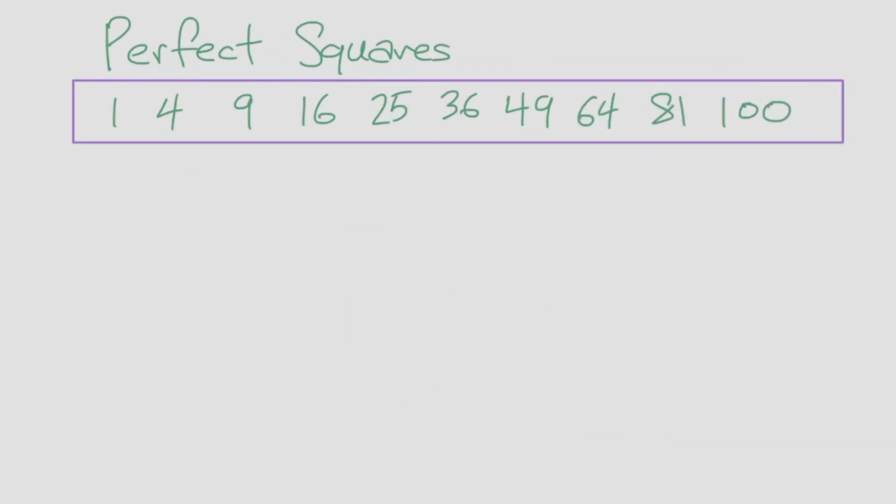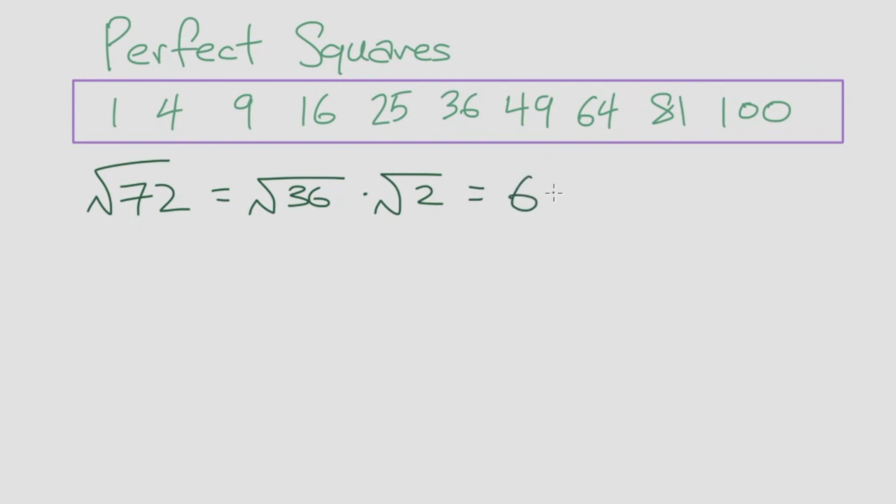Let's just look at one last example before we wrap things up. Let's say, for example, we have root 72. As I said earlier, you could get lucky from the very beginning. You can notice that 36 goes into this, and 36 is a perfect square too. So I'm just going to write root 36 times root 2, and that's equal to 6 times root 2 because root 36 is 6, and that gives us 6 root 2.